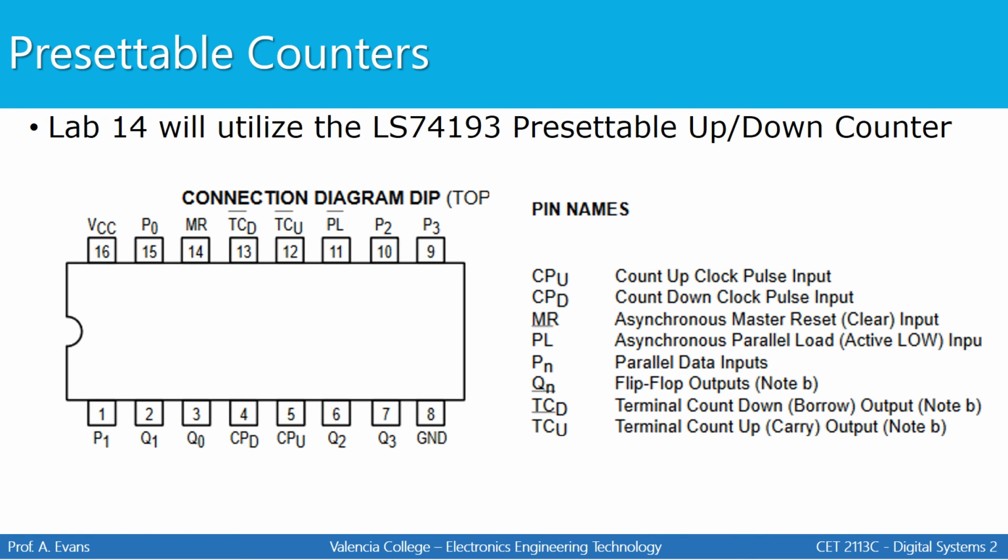When you do Lab 14 in this course, you will be utilizing a presettable up-down counter. The part number is the LS74193. And this is the diagram for it and some of the pin names. We'll reference this again later when we get closer to the lab, but you will directly be applying the concepts we've just discussed in Lab 14, where you'll build a presettable up-down counter.